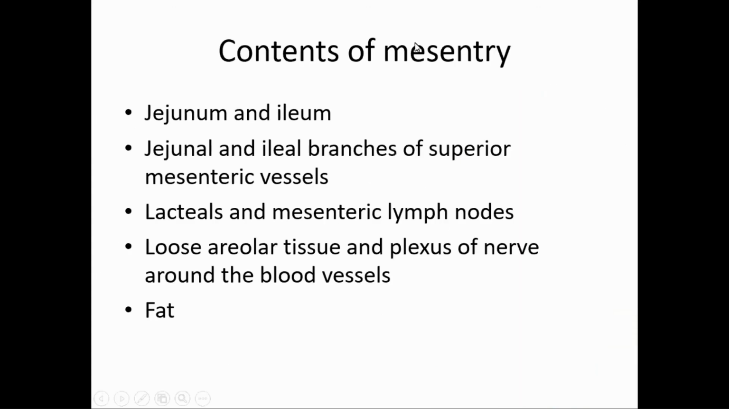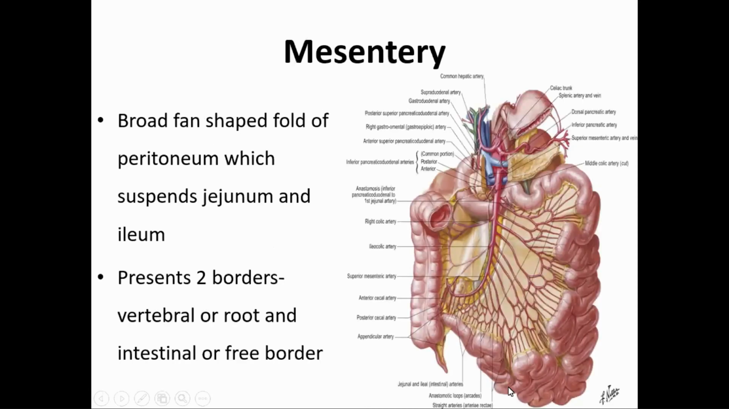So what are the contents of the mesentery? This is also important. Because the mesentery splits to enclose the jejunum and the ileum, the main content of the mesentery is the jejunum and the ileum, and the jejunal and the ileal branches of the superior mesenteric vessels. The arterial supply of the jejunum and the ileum is the jejunal and the ileal branches of the superior mesenteric artery.